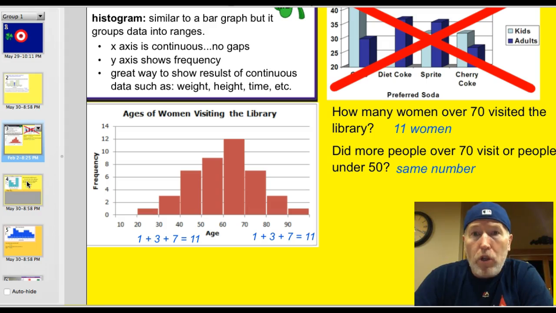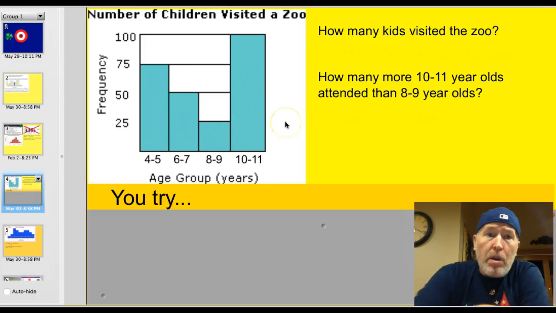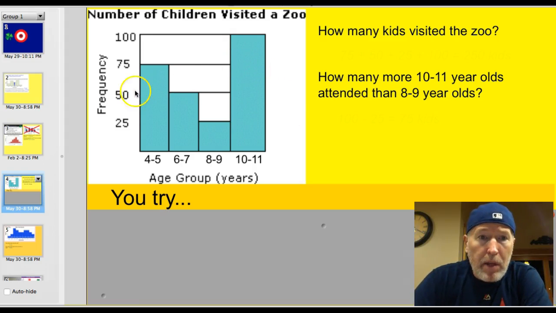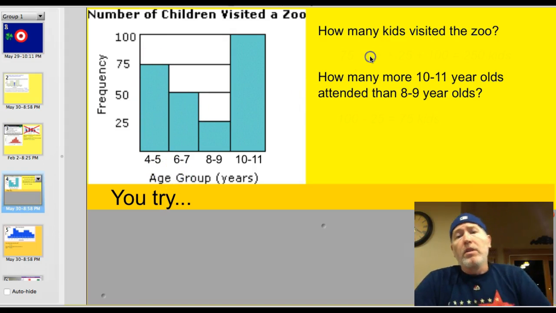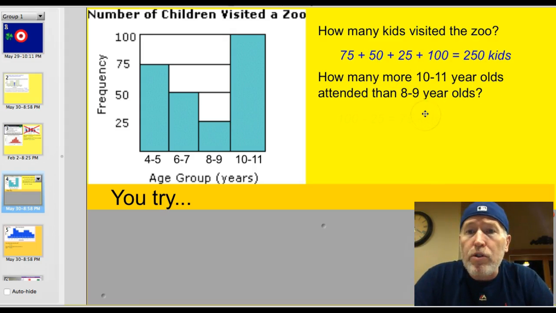I'm going to try to give you a whole bunch of different looks at them tonight. The next one here: number of children who visited the zoo. You can see our histogram here. We've got the frequency all the way up from 25 to 100 kids, and then the interval. We have kids from ages 4 to 5, 6 to 7, 8 to 9, and 10 to 11 years old. So how many kids visited the zoo? This is one of those where you just have to count them all up. Here's 100, and then here is 75, and here's another 25, so that's 200, and then here's 50. So I have 250. I also can go 100, here's 125, 50 more makes 175, plus 75 equals 250. So 250 kids. I just put that down there to show you how I added those up.